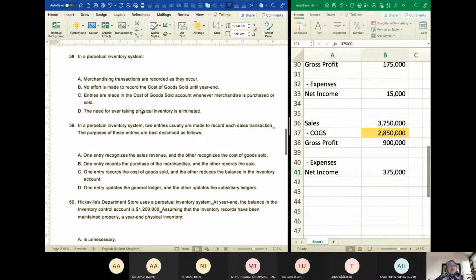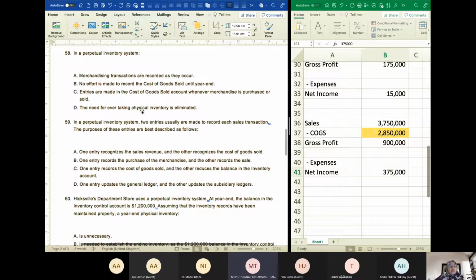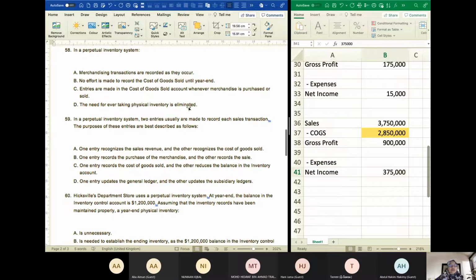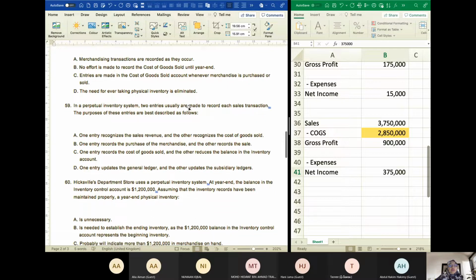A, B, C, D. A, Doctor. It has to be A. A is correct. Yeah, A is correct. B is wrong because you always record. C is wrong because you have the purchase here. And D because it's not eliminated. You still need to do a physical stock take even though you do a perpetual accounting system.